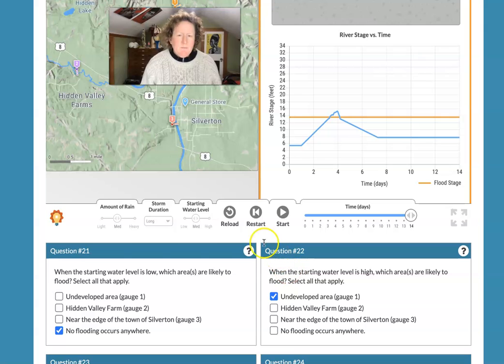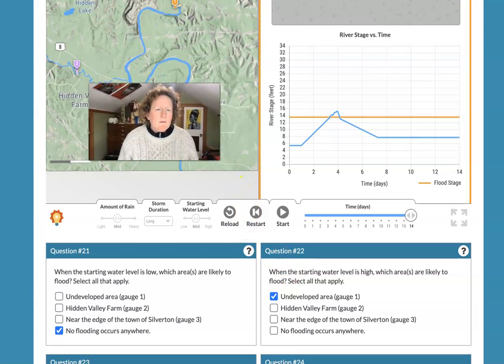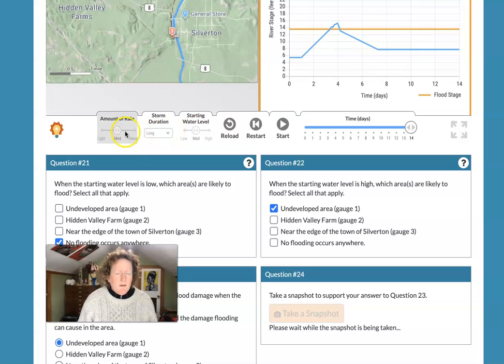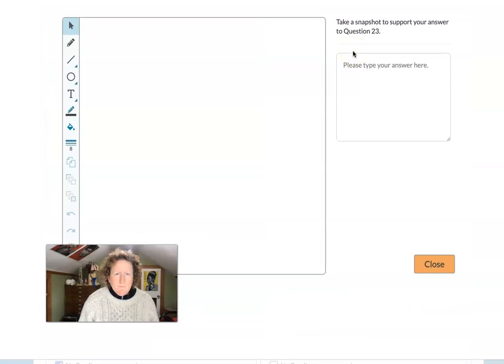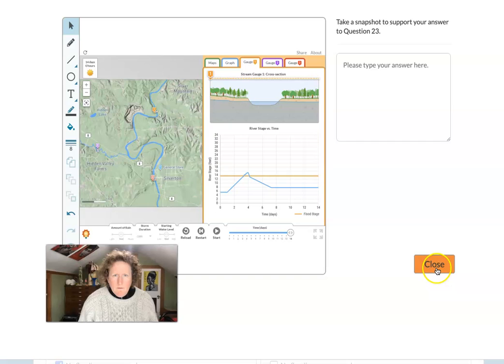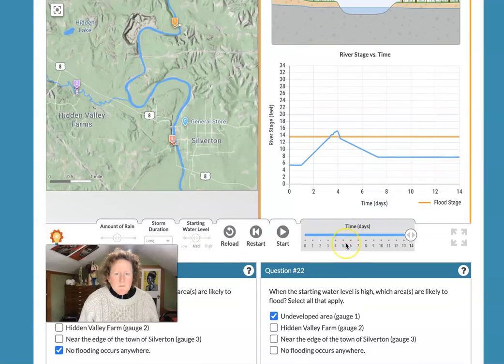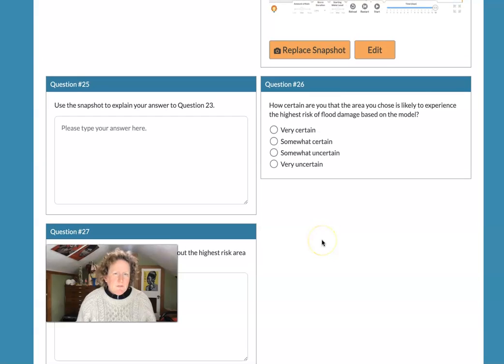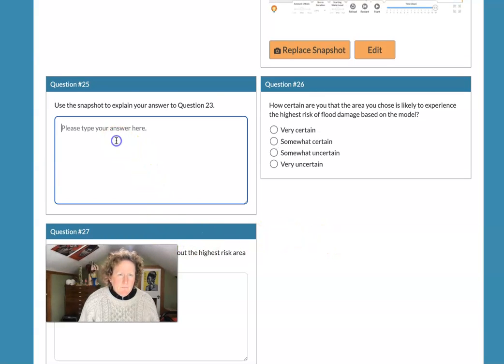And I'm just going to take a snapshot. We had water level medium here, storm duration long, amount of rain medium, and we did get flooding here at gauge 1. So I took a snapshot, saved it, used the snapshot to explain question 23.